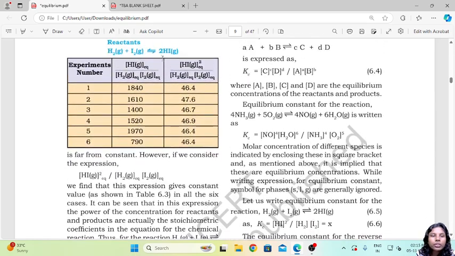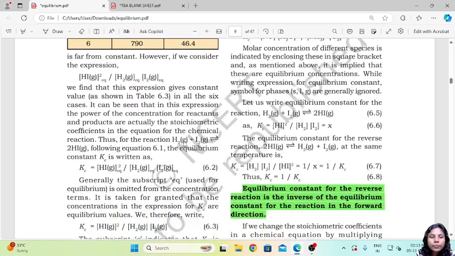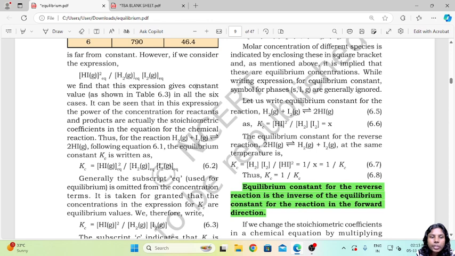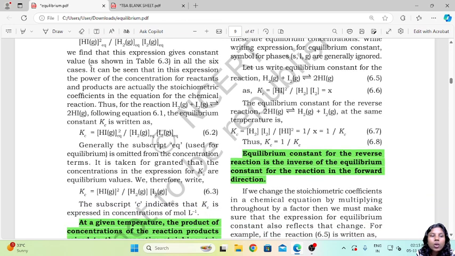So if we look here, this is the first one that we take. Here we didn't take any raised to power, those stoichiometric values were not considered. So if you see here, the equilibrium constants were quite varying, they were not even close to being constants. But if you take into consideration the stoichiometric values, in that case we were able to see some constant pattern. So we find that this expression gives a constant value in all 6 cases.